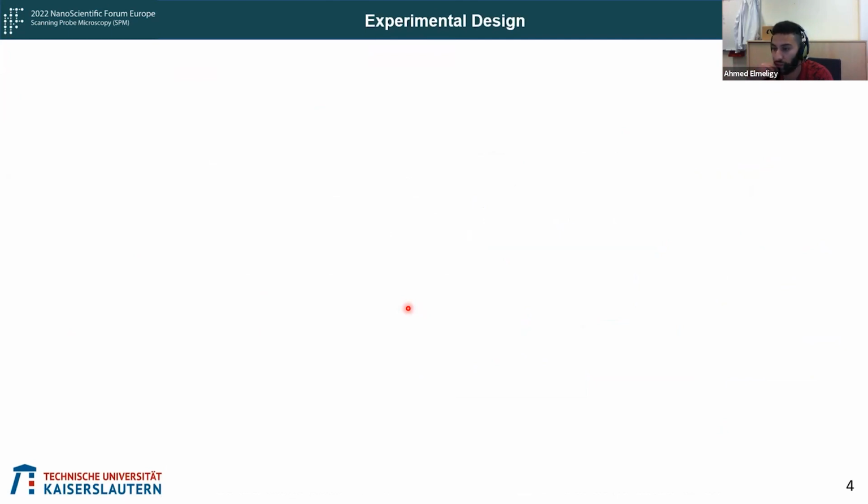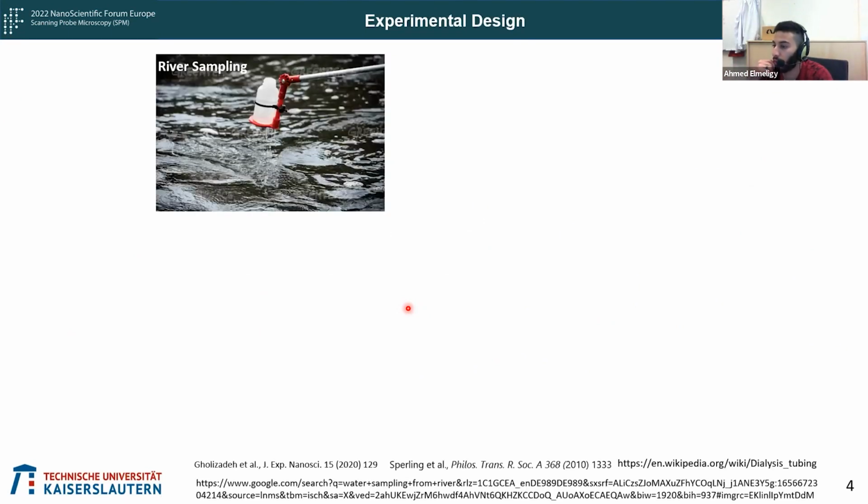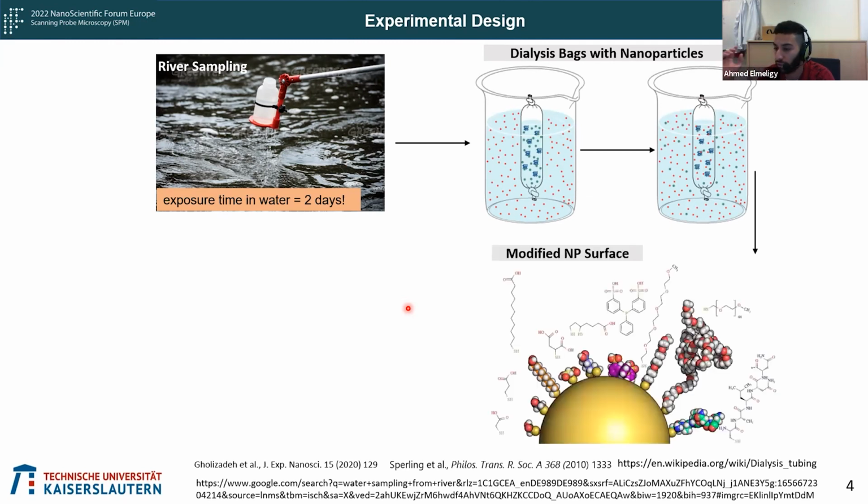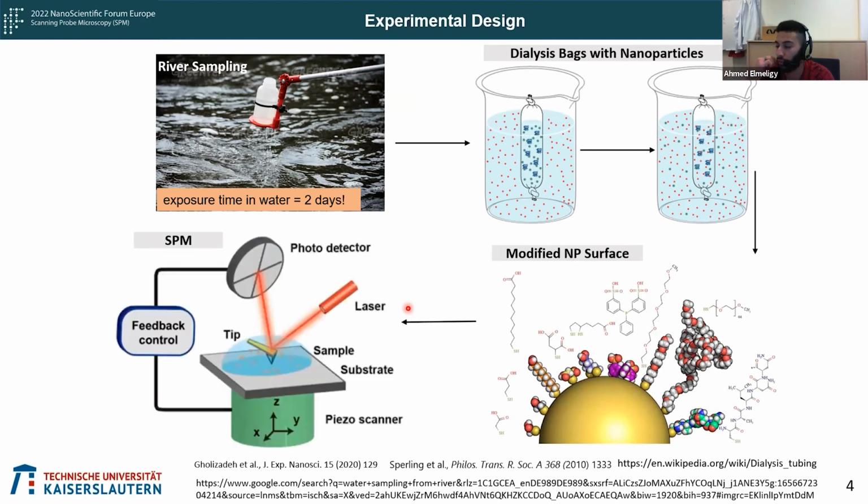So how we design our experiment: we place these particles inside the river water at a certain exposure time, but the average that we are working on right now is roughly 2 days. We do this by choosing a certain dialysis bag with a certain molecular weight cutoff. After they get cleaned and purified, we have a modified nanoparticle with the biomolecules and protein that we want to get attached to our surface. After that, we scan them with scanning force microscopy to investigate how this adhesion behavior works.